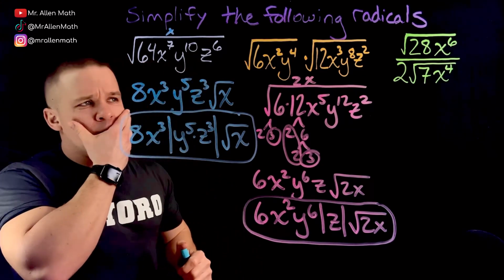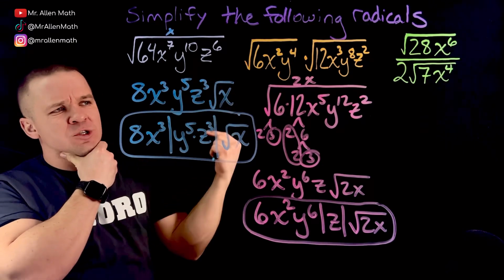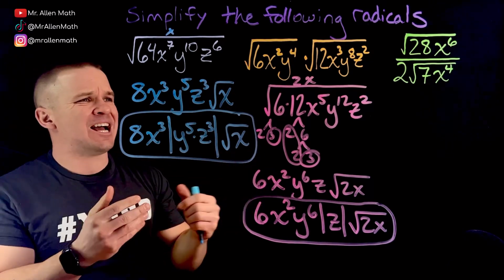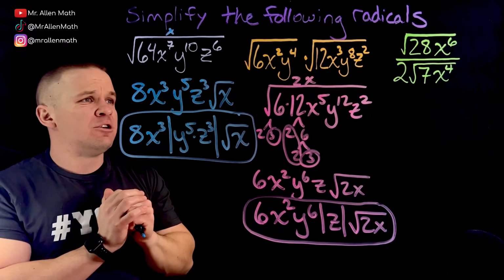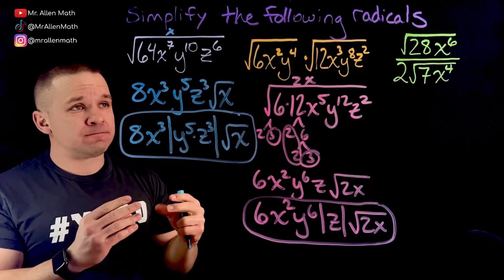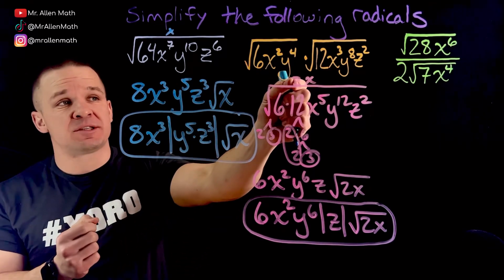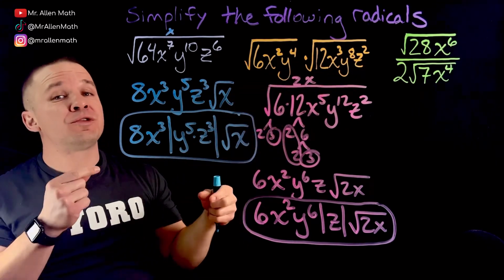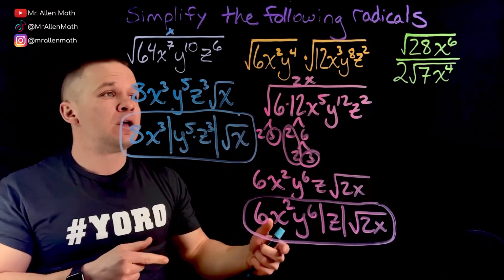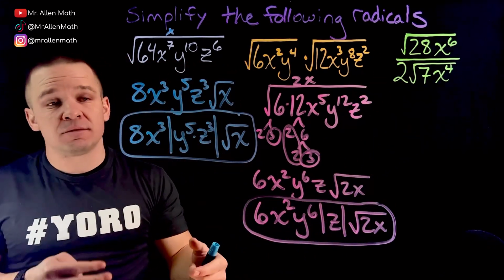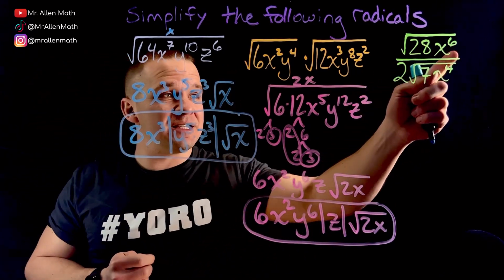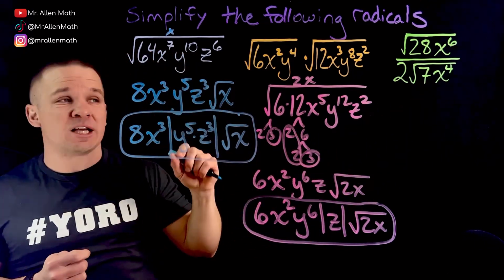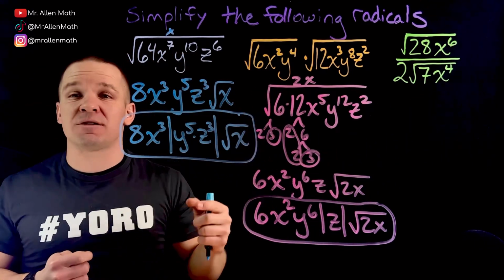Now, for this one here, I got a square root in my numerator, square root in my denominator. I got a 2 chilling outside of that square root. What in the heck do I do? Well, with division and multiplication, we multiplied, we put the stuff that was in the square root together, right? I can do the same thing with division here with the stuff that's in the radical. So what's 28 divided by 7? That's 4. And I got x to the 6th and x to the 4th. Can I subtract those exponents? Yes, I can. 6 minus 4 is 2.